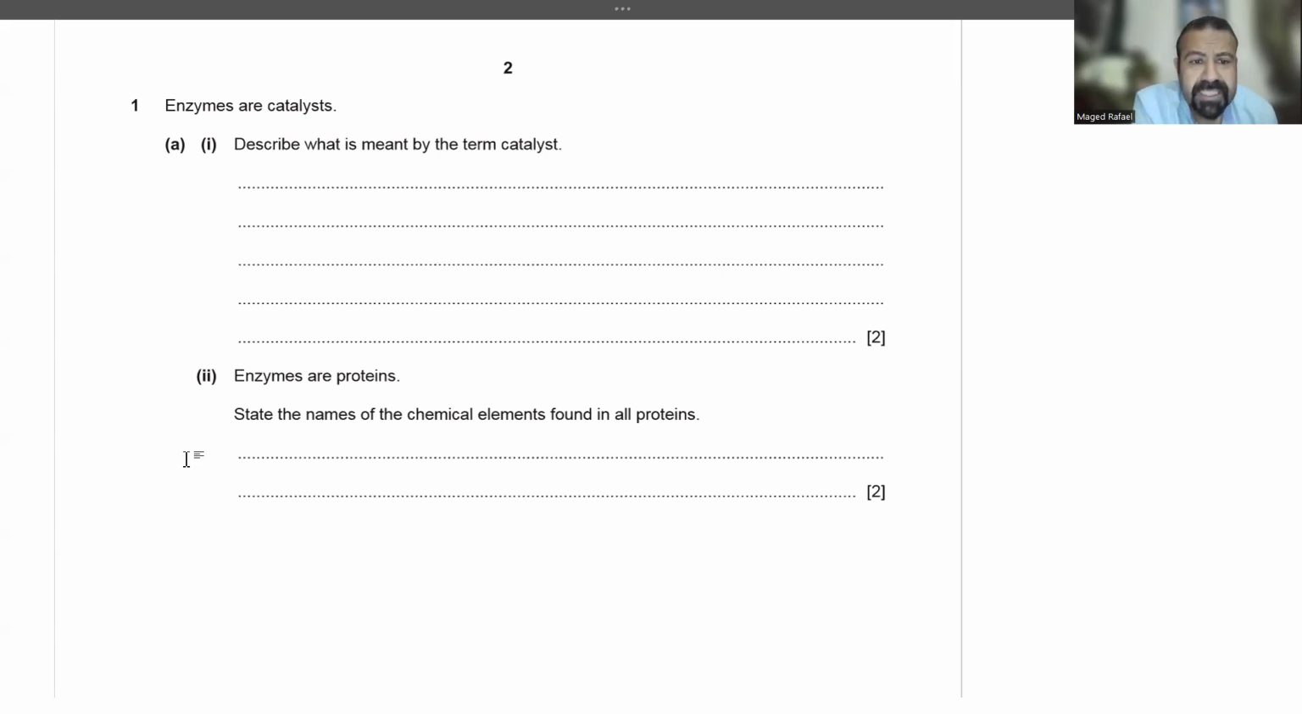Enzymes are proteins. State the names of the chemical elements found in all proteins. So Dan, what are the chemical elements forming protein? Nitrogen, carbon, hydrogen, and oxygen. Okay, I think this question gets 2 marks, it's a gift. Okay, another question.